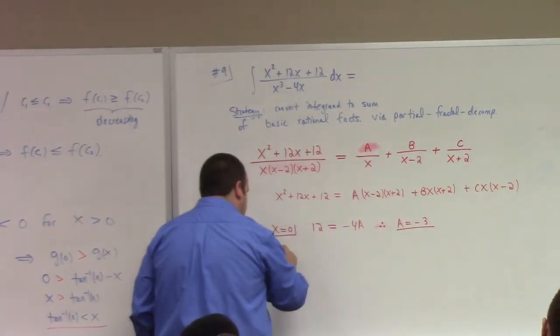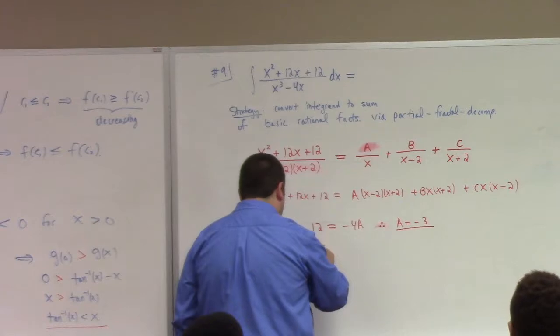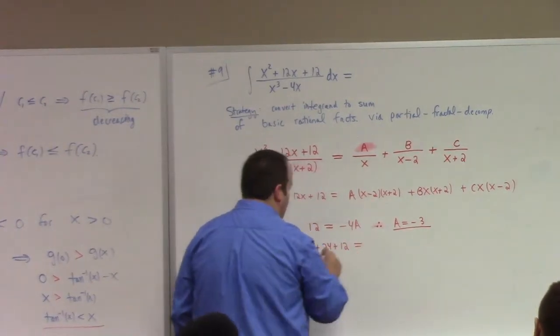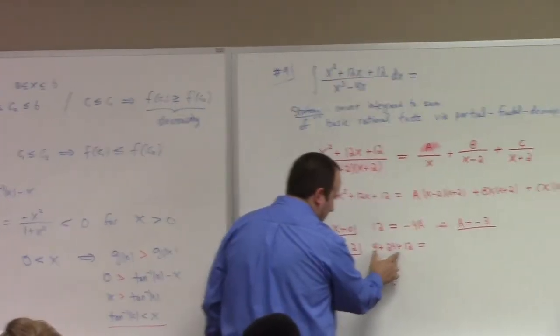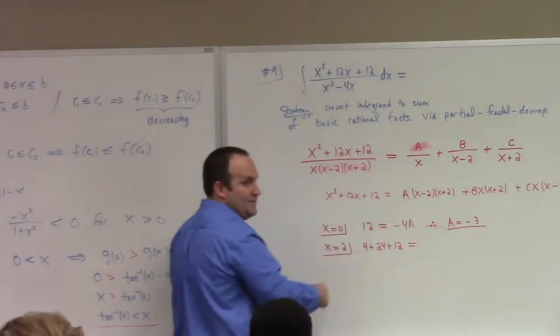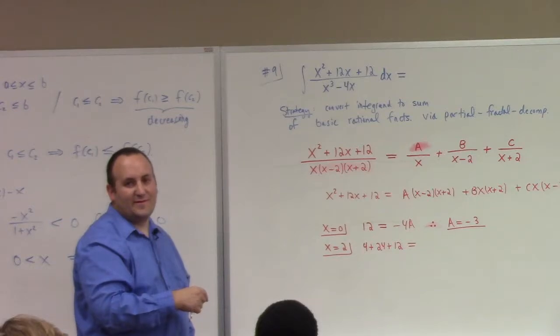x equals 2, what's that give us? 4 plus 24 plus 12 is equal to, I guess I can do that. What's that? Isaac? Yeah, what's this? 4 plus 24 plus 12. What's 24 plus 12?